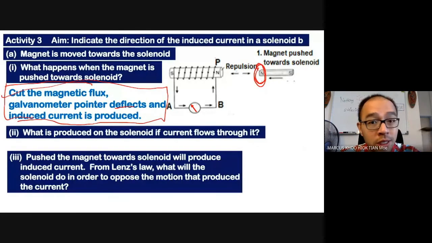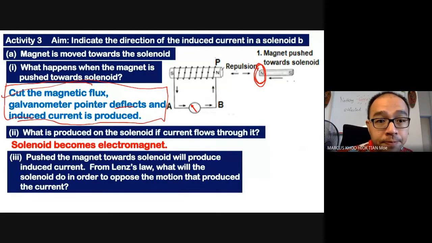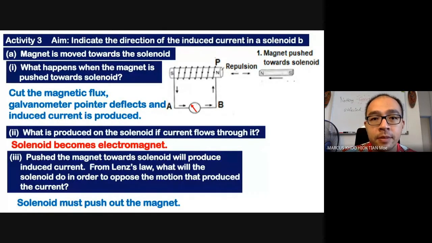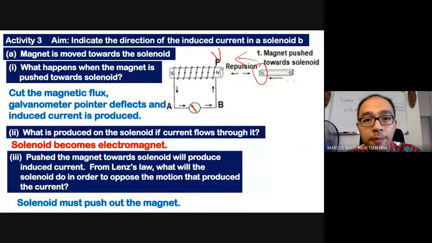Today, we want to know which is the direction of the deflection, and this is how we determine. So what is produced on the solenoid if current flows through it? It will become an electromagnet. Now, when we push the magnet towards the solenoid, we produce an induced current. From Lenz's law, what will the solenoid do in order to oppose the motion that produced the current? The solenoid must push the magnet away. Solenoid itu akan cuba sedaya upaya untuk menolak magnet itu daripada memasuki. Dan dia hanya ada satu cara saja. Kalau utara yang mau dimasukkan, dia kena jadi utara. It has to become north. No choice.